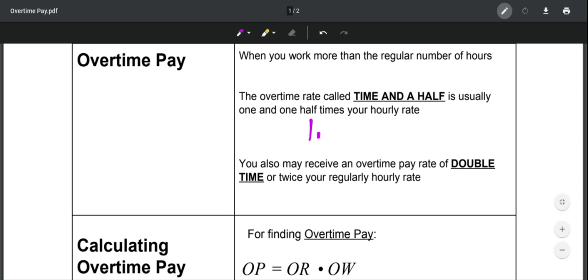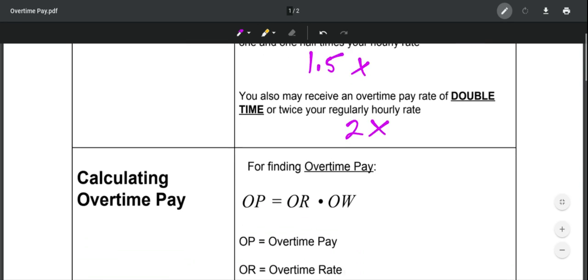Basically, this is a good way to look at it. You're getting 1.5 times what your hourly rate usually is. So your overtime pay is usually more than your regular hourly pay. And for double time, it's just 2 times. So time and a half is 1.5 times your regular pay, and double time is 2 times your regular pay.